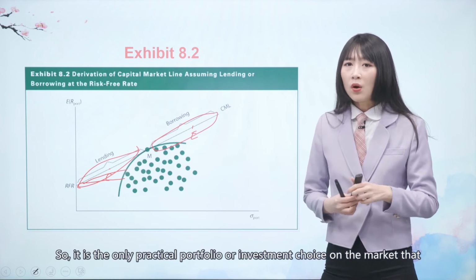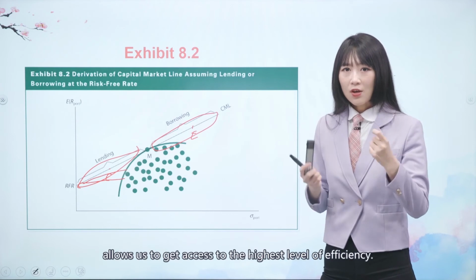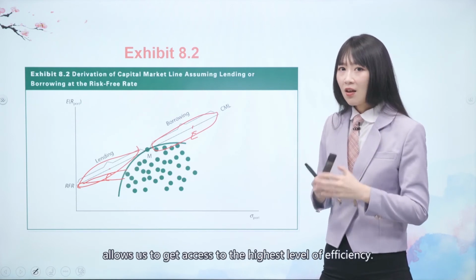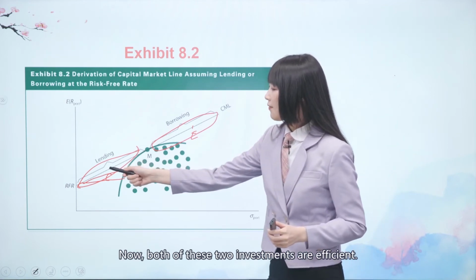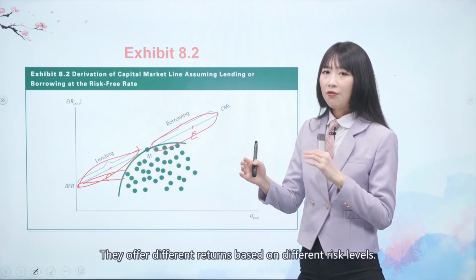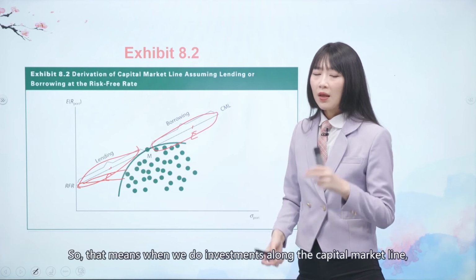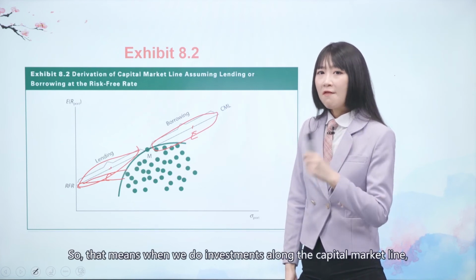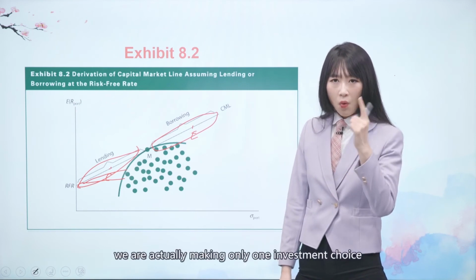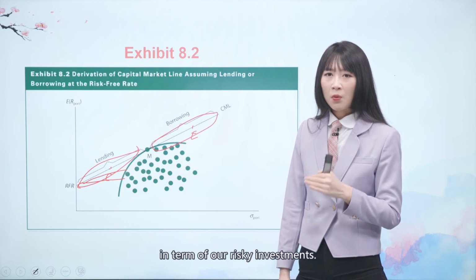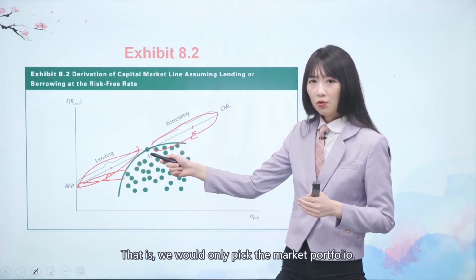So it is the only practical portfolio or investment choice on the market that allows us to get access to the highest level of efficiency. Now, both of these two investments are efficient. They offer different returns based on different risk levels. So that means when we make investments along the capital market line, we're actually making only one investment choice in terms of our risky investments. That is, we would only pick the market portfolio.